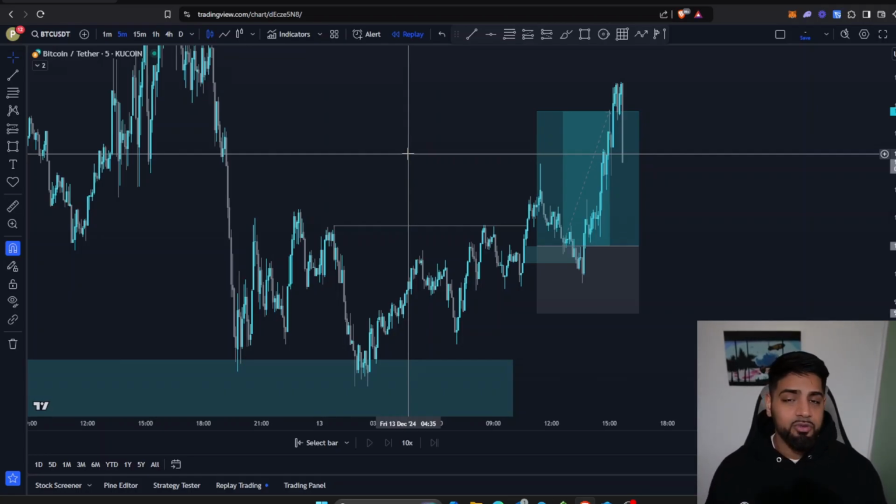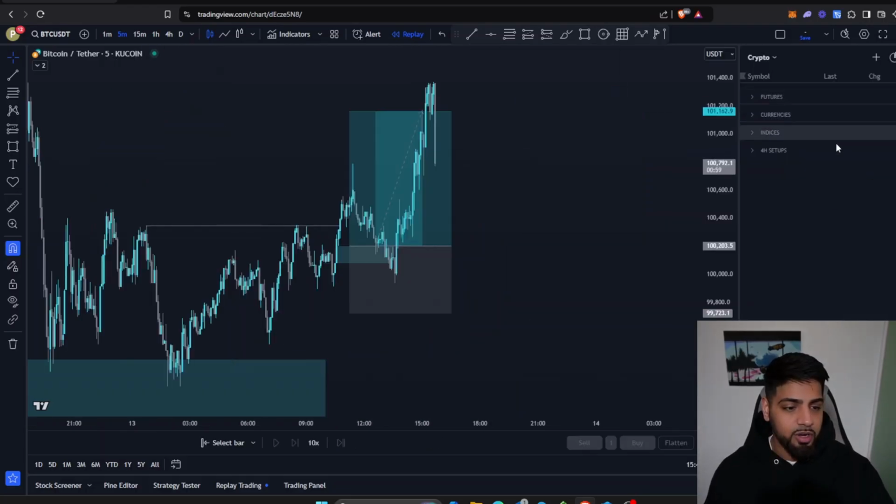Then once price taps into our key areas of interest, we're then dropping down to the lower time frames, looking for our entry criteria and taking the trade. It's as simple as that, right? So let me give you another example on US 30.